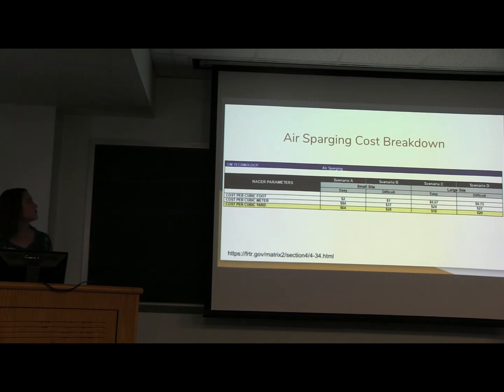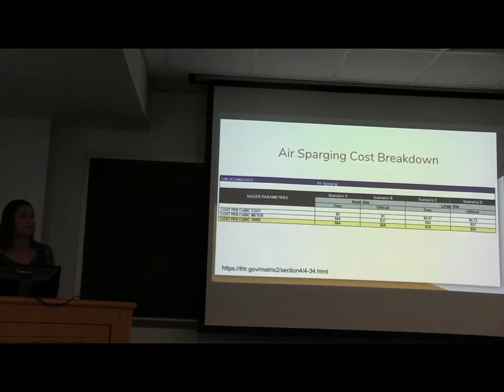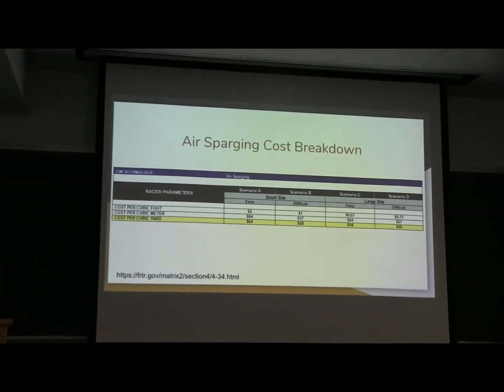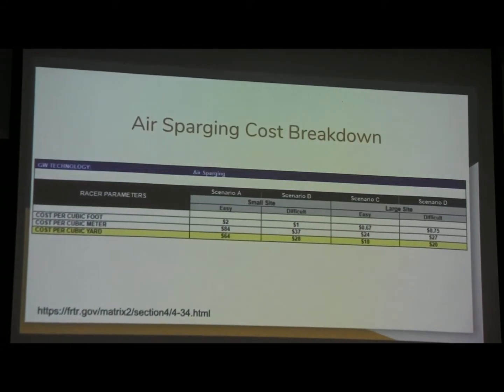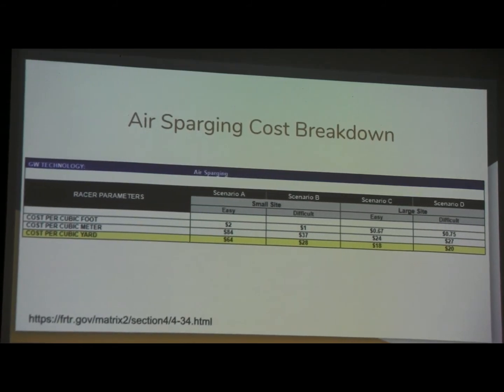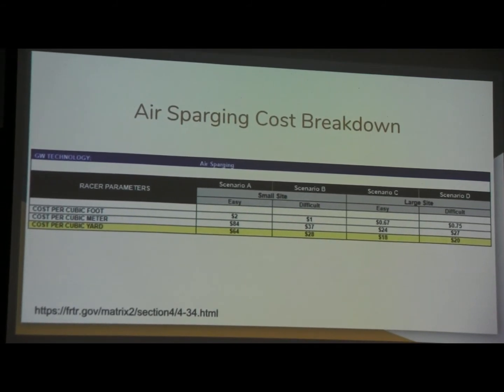So I think the group last week used a similar table. For a small site that's easy, it's going to cost $64 per cubic yard. And for a difficult site, which I don't really understand, it's going to be $28 per cubic yard, which is actually lower in cost. And then for a large site that's easy, it's going to be $18 per cubic yard. And for a difficult one, it's going to be $20 per cubic yard.